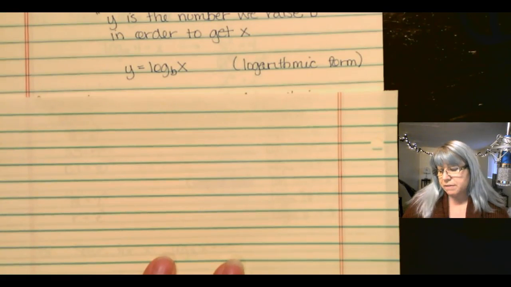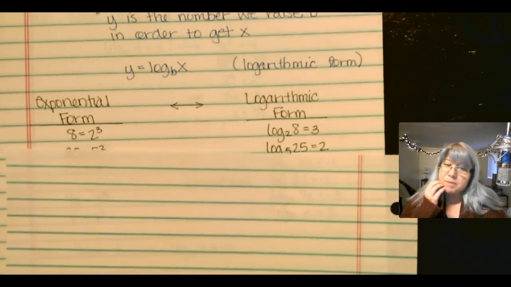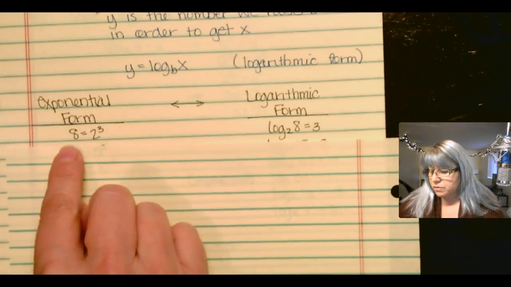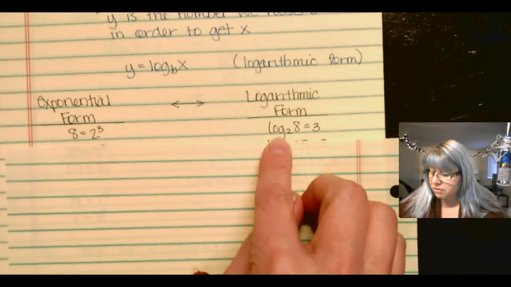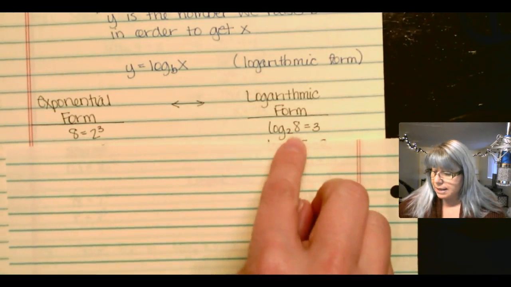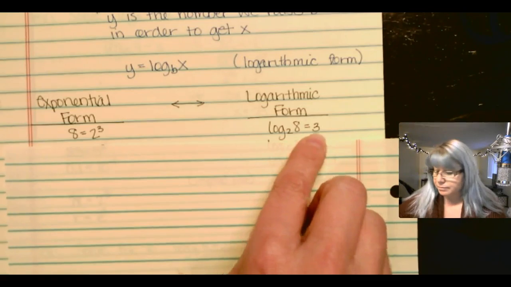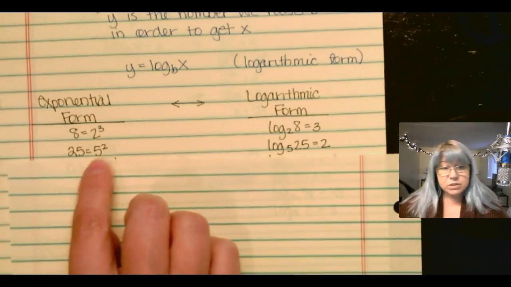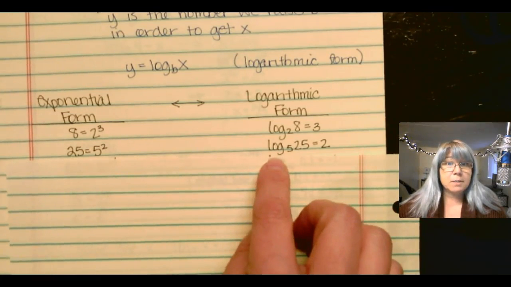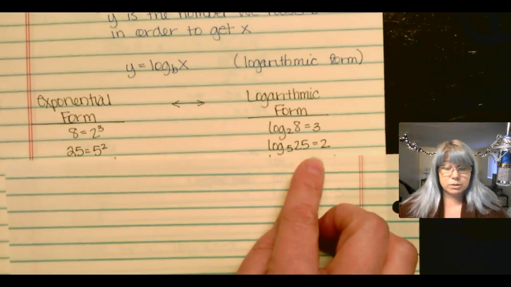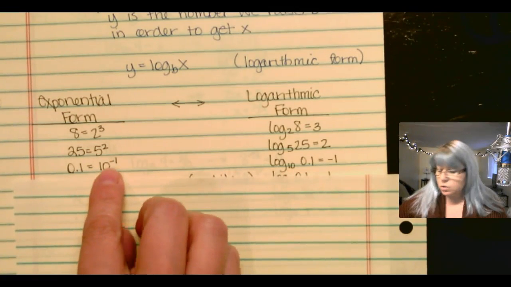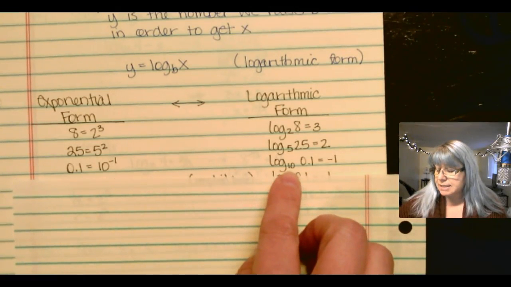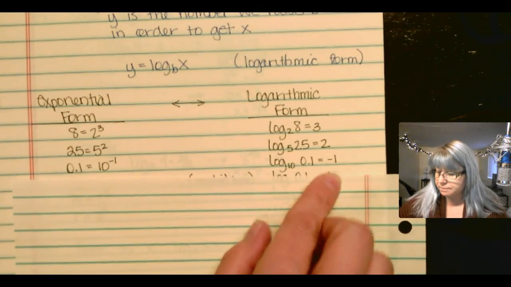All right, so the logarithmic form is y equals log base b of x. Let's take a peek at some of these. Exponential form, 8 equals 2 cubed. The logarithmic form is log base 2 of 8 equals 3. 25 equals 5 squared. Logarithmic form, log base 5 of 25 equals 2. 0.1, well, that's 10 to the negative 1, so it's log base 10 of 0.1 equals negative 1.